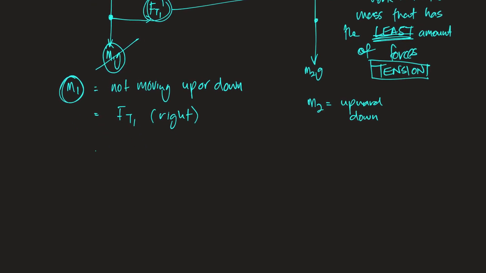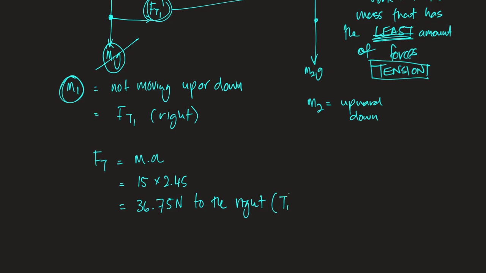So all I'm going to do is say force of tension is equal to mass times acceleration, and that's going to be 15 multiplied by 2.45, and that's going to give me 36.75 newtons to the right, and that's the value for T1, right? And I know that T1 is actually equal to T2, which is equal to 36.75 newtons.